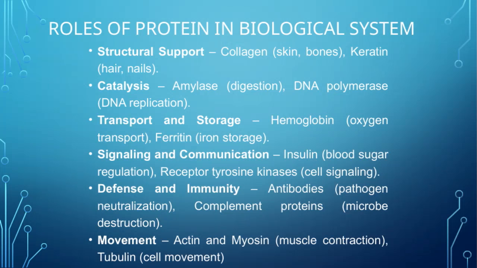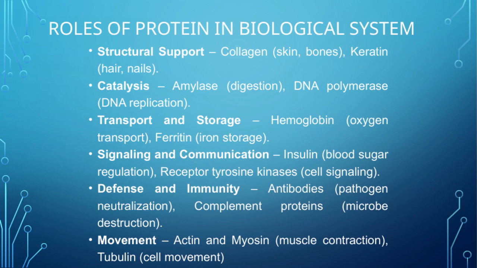Now, let's take a closer look at the diverse roles that proteins play in biological systems. First, we have structural support, proteins like collagen, which provides strength and structure to our skin and bones, and keratin, which is essential for the strength of our hair and nails. These proteins are fundamental to maintaining our body's shape and resilience.